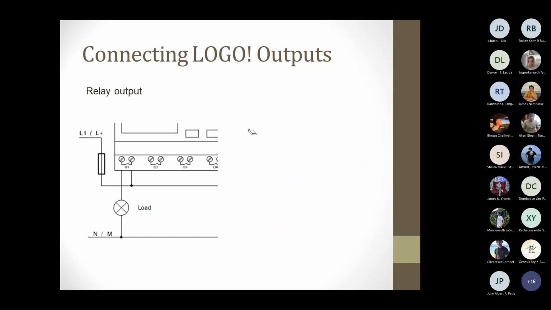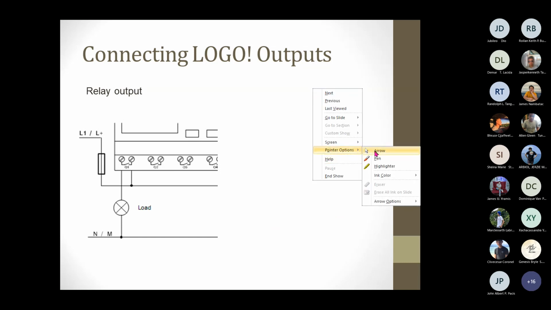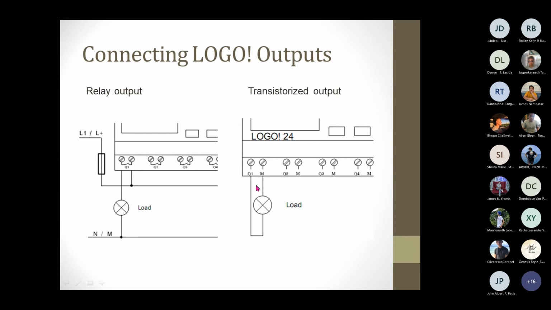Let me erase the annotations first. For the transistorized output of the PLC, we connect it directly this way, just across the PLC output. But as I mentioned, the transistorized output of the PLC is only for DC. So if your load takes AC, then you cannot use the transistorized type LOGO PLC, because its output is DC, which means it can serve only up to 24 volts DC. That is good for pneumatic systems, because most of the components are supplied with 24 volts DC.